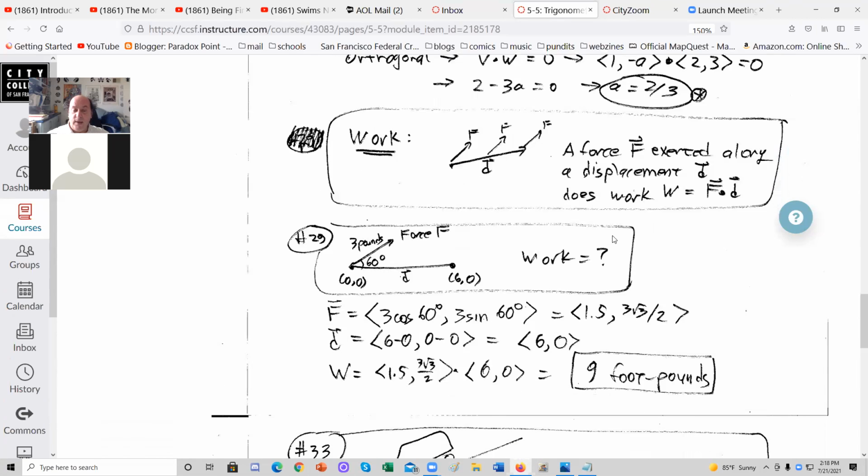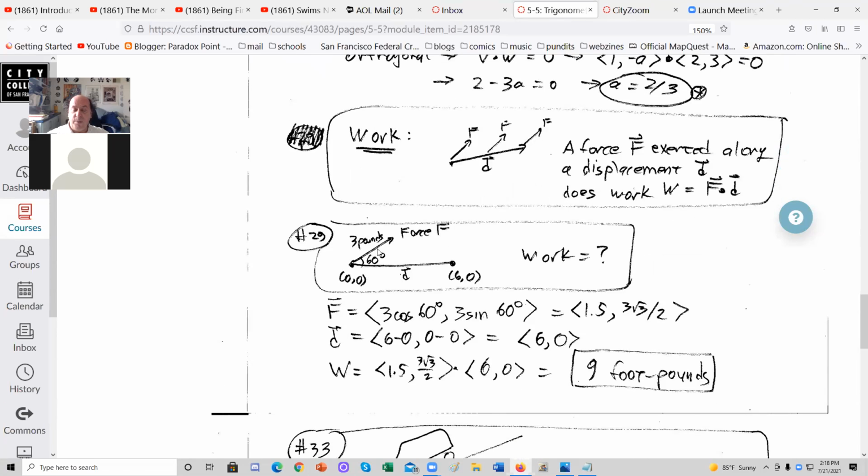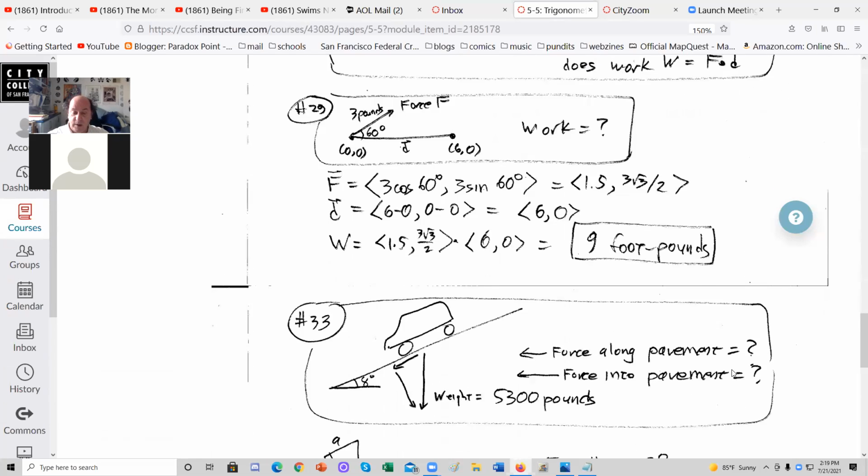So for example, here's a force of 3 pounds at 60 degrees from a displacement from 0 to 6. Force is 3 cos 60 degrees by 3 sine 60, which is 1.5 by 3 root 3 over 2. Displacement is 6 minus 0 by 0 minus 0. That's 6 by 0. So the work is 1.5 by 3 root 3 over 2 dot 6 by 0. 1.5 times 6 is 9. 3 root 3 over 2 times 0 is 0. Sums to 9. 9 foot-pounds, which, incidentally, is a measure of energy.